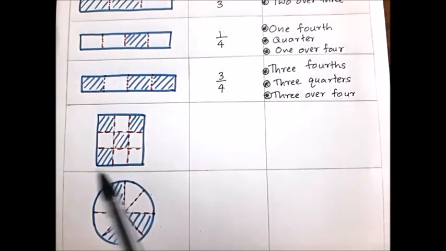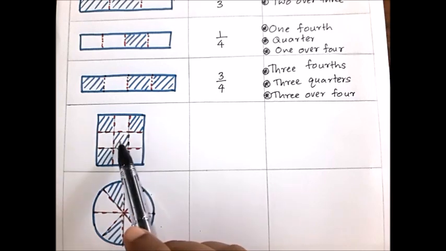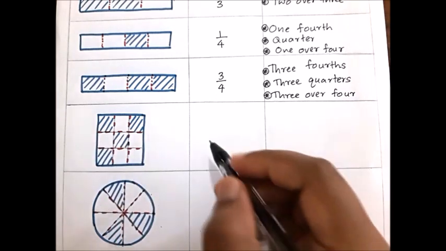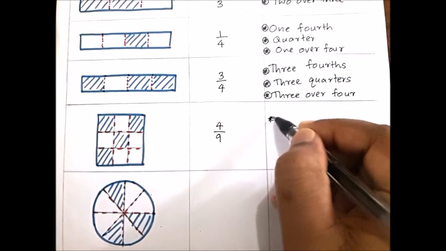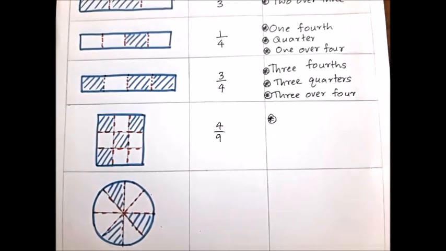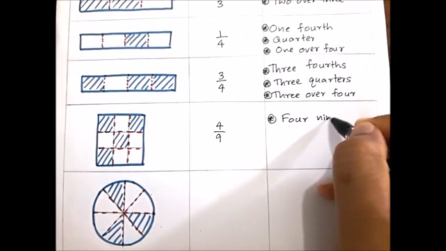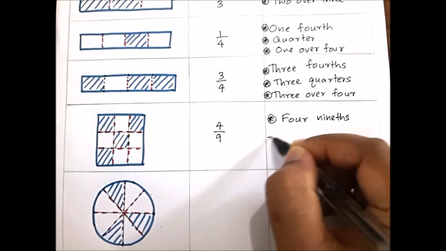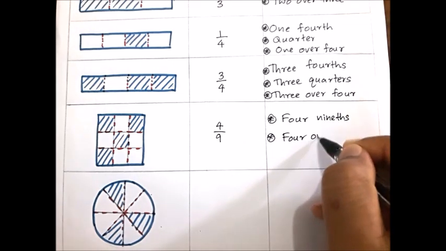Now look at these examples. Here total number of parts is 9. Out of 9 parts, 4 parts are shaded. So we can write it as 4 over 9. The way of reading is 4/9. Or you can write it as 4 over 9.